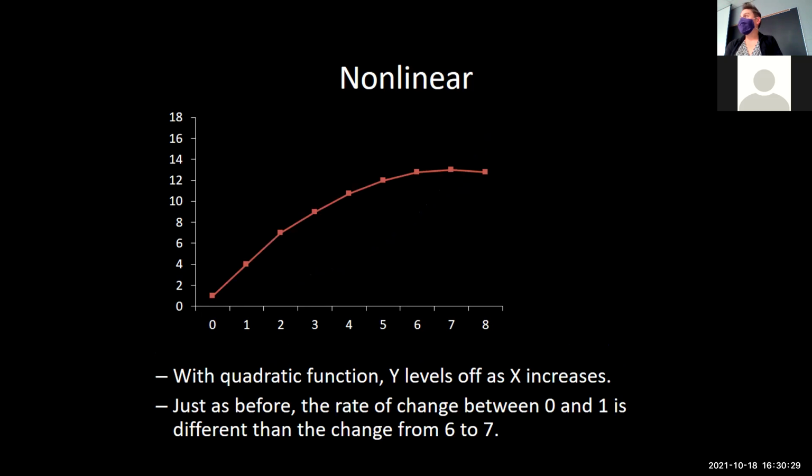Here's another example of a nonlinear relation. Here, the slopes are still different when I've solved this equation. When I've plugged in 0 for x versus 1 for x, that's a bigger difference than 1 to 2, which is a bigger difference than 2 to 3.